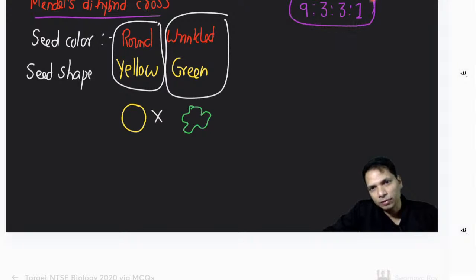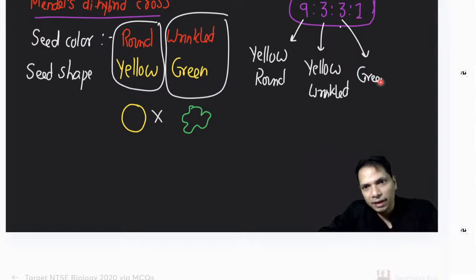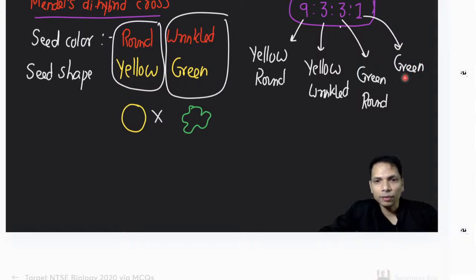the 9:3:3:1 ratio. And we have to know that yellow round is the dominant, and how this 9:3:3:1 ratio will be divided. So this will be yellow round, the most will be yellow round. This will be the recombinant, this will be yellow wrinkled. This will be green round, and this will be green wrinkled. From the cross we should know this theory. So this is 9:3:3:1.